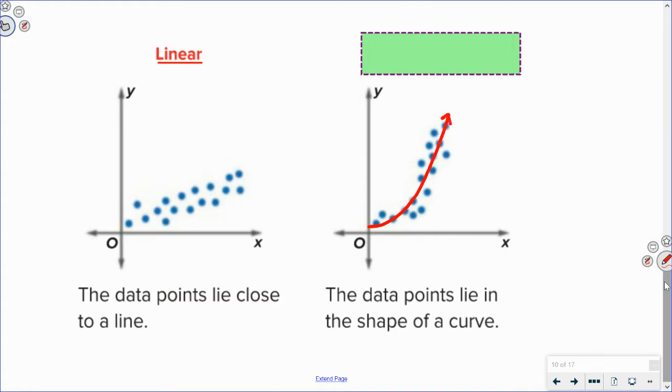Yeah, that's pretty good. I would even call that a positive, strong, nonlinear association. So linear line, nonlinear curve.